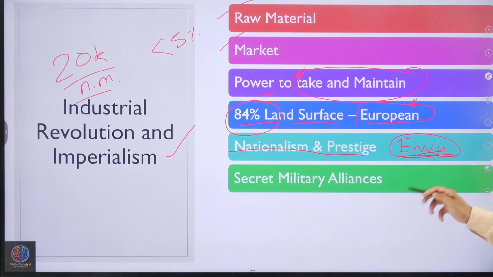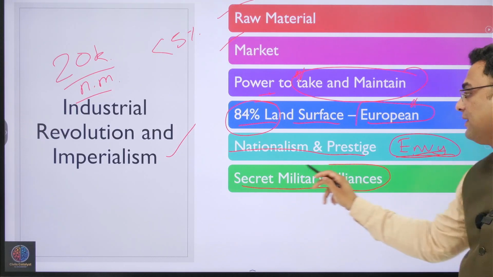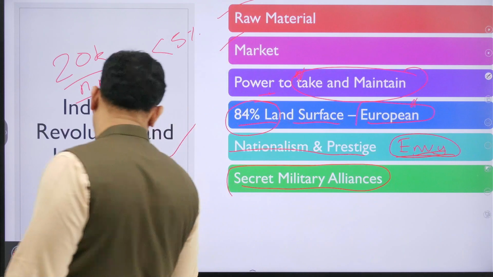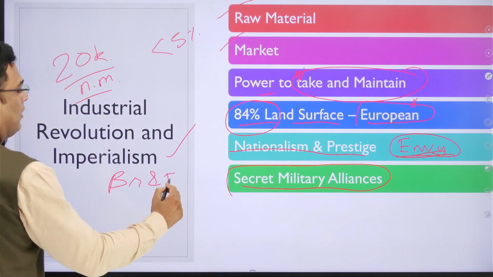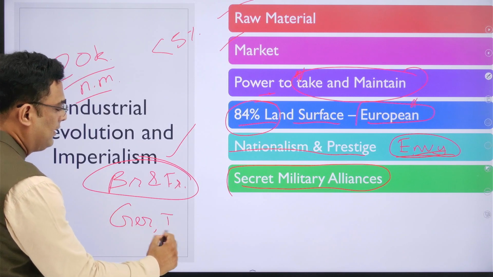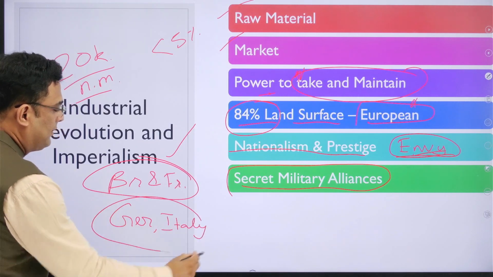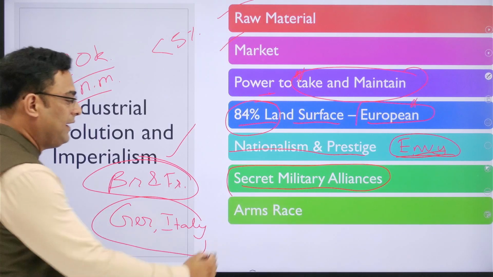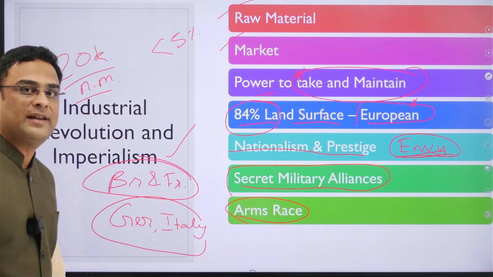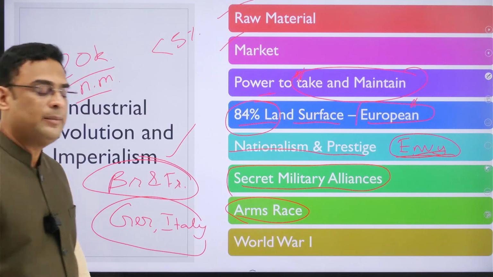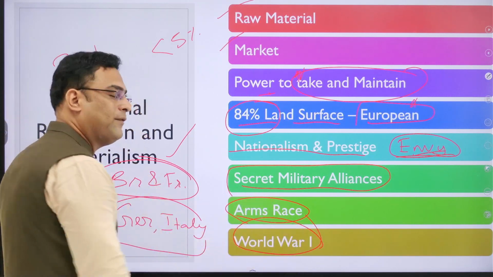This competition envy led to secret military alliances amongst Europeans. Britain and France, who had never come together for any considerable period, came together against Germany, Italy, and other players. Secret military alliances were signed. Arms race: each of them wanted to have more weapons than the other, more powerful, more deadly weapons, so that they could fight each other. And this ultimately led to World War I finally.